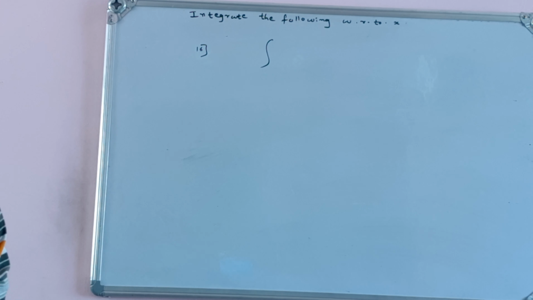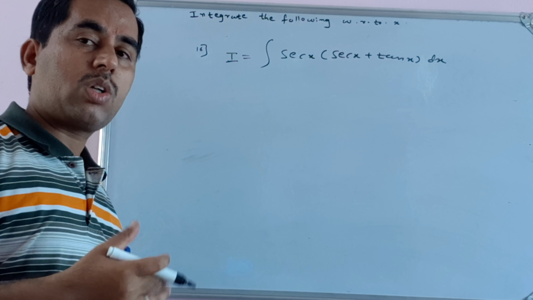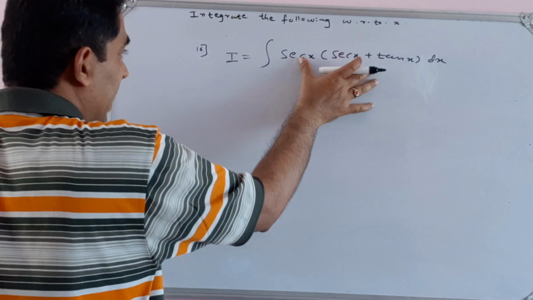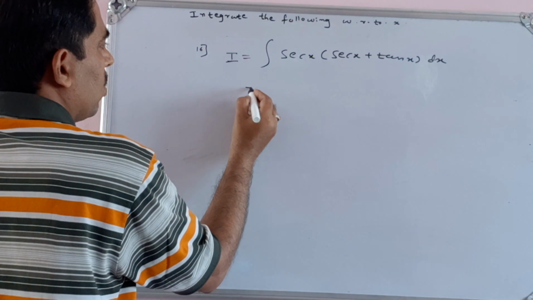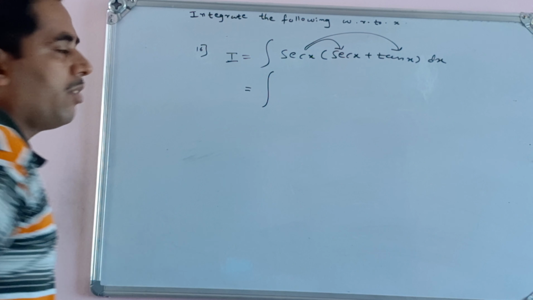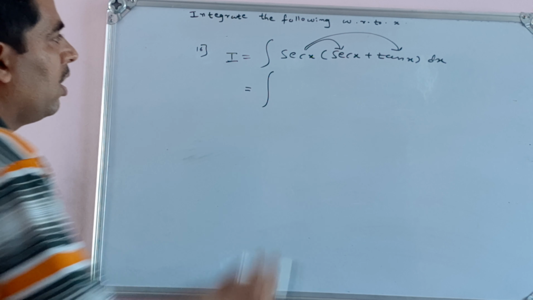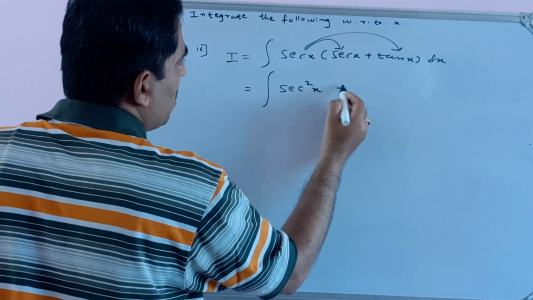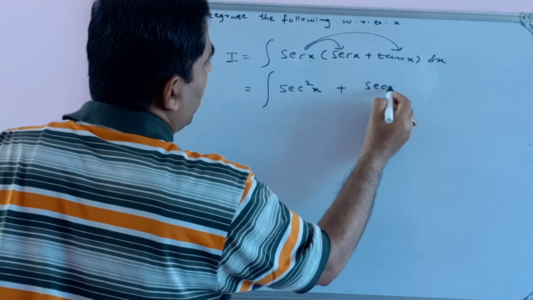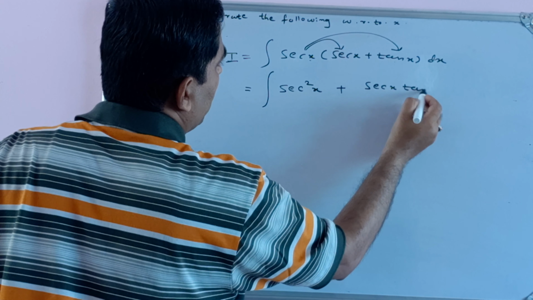So we want to obtain the integral. The process of finding the integral of a given function is called integration. So this is the integrand, this is the variable of integration. So first step, we have to multiply it. Afterwards we can think of the formula. Don't use the formula directly. Okay, secant x into secant x, I will get secant square x plus secant x into tan x. I will write it as it is, secant x into tan x with respect to x.